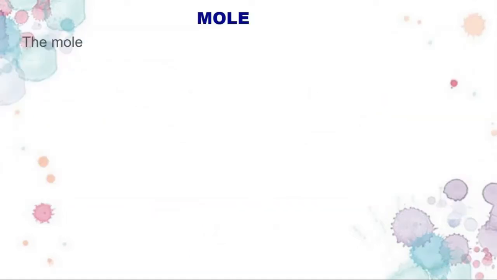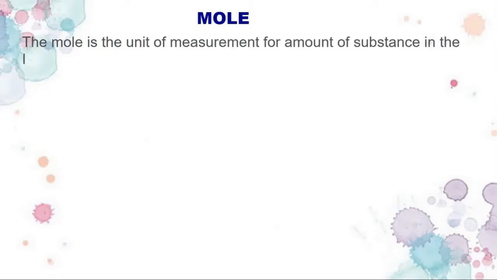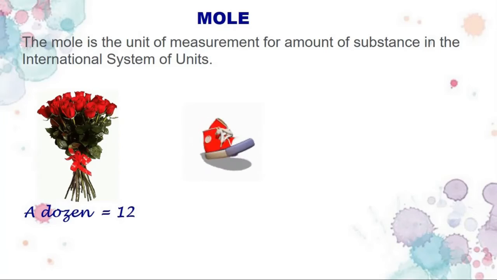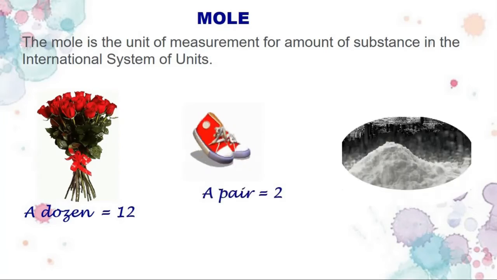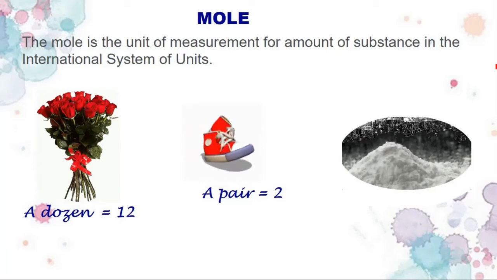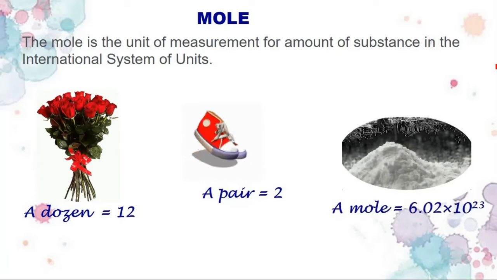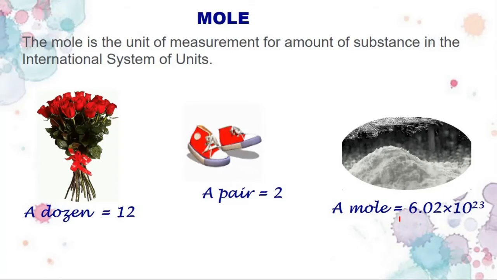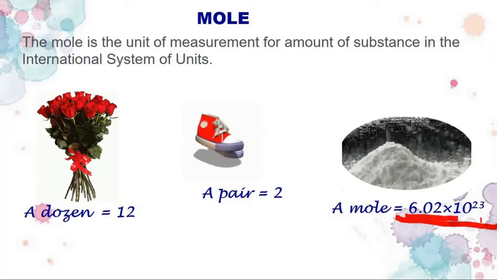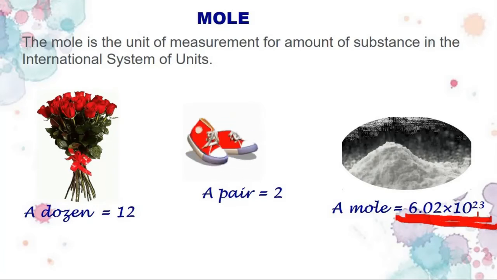Mole. The mole is the unit of measurement for an amount of substance in the International System of Units. For example, a dozen of roses is equal to 12. A pair of shoes is equal to 2. So, do you know what is the number represented by a mole? A mole is equal to 6.02 times 10 to the power of 23. This number is also known as the Avogadro constant.